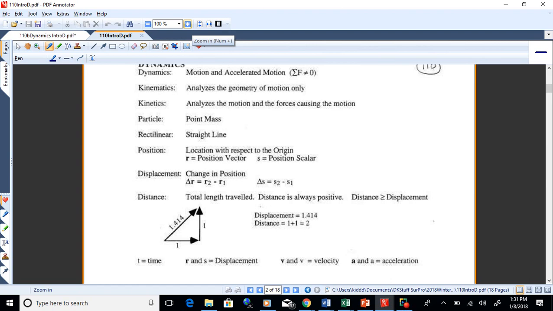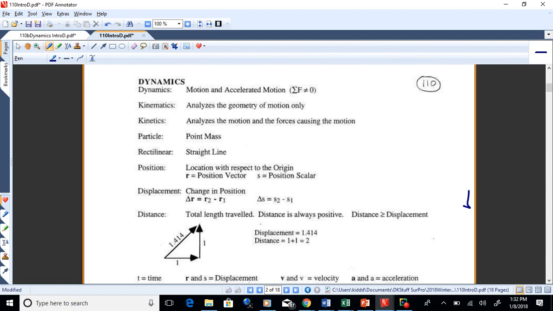Okay, and then we get into the variables we use. Position is location with respect to the origin. R is the position vector. Notice that R is bolded. If you're going to write down R as a position vector, you'll put an arrow on top to show it's a vector. Okay, if I'm typing it, I'll bold it. S for some reason is the position scalar. So they change the letter when they go from the vector to the scalar. I'm not quite sure why, but they do.